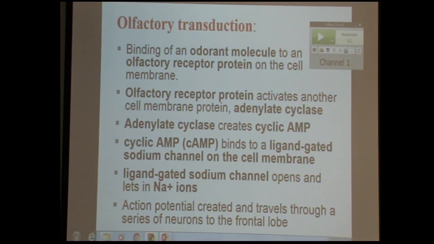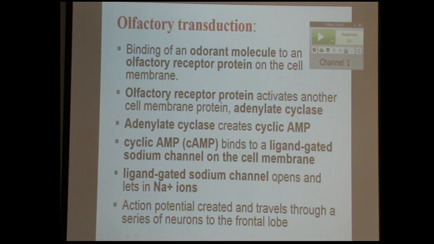What happens when you open a ligand-gated sodium channel? Sodium comes in. What kind of charge does sodium have? Positive. So what does that sound like to you that you've been learning about? It's an action potential. So you'd start that action potential, and then it would travel all through.